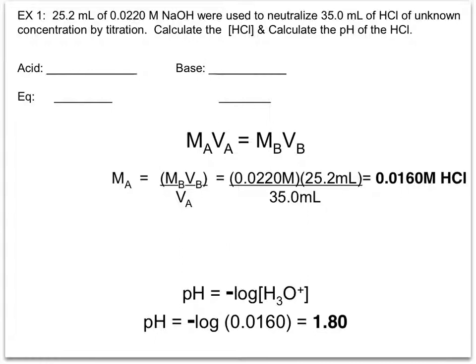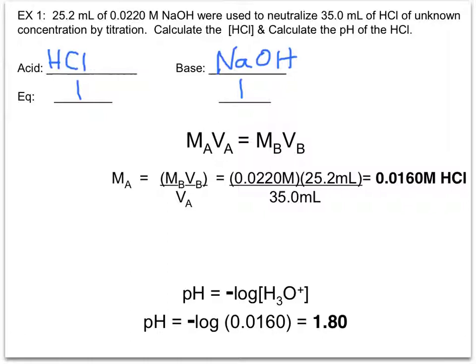First, we want to identify the acid and the base in the problem. HCl is the acid, NaOH is the base. Looking at their formulas, we see that there's one hydrogen in HCl, therefore it has one acid ion equivalent. NaOH has one OH, so it has one base ion equivalent.